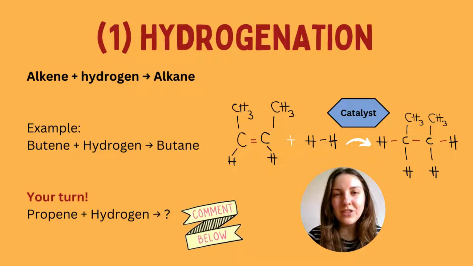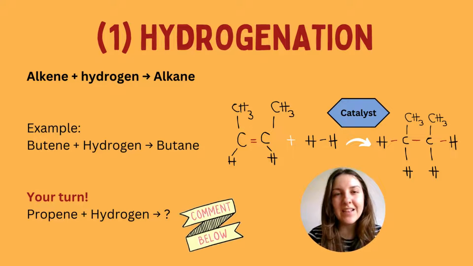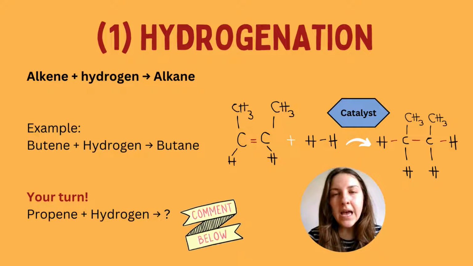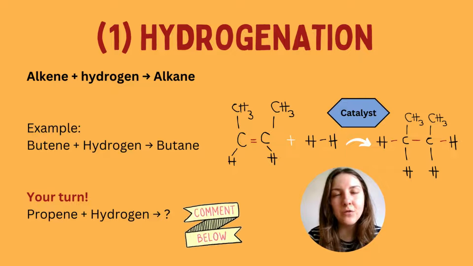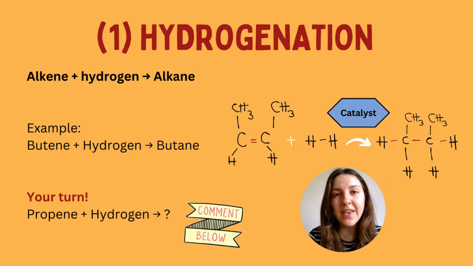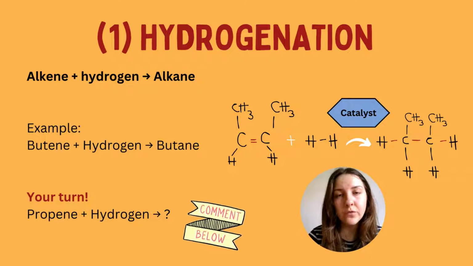Hydrogenation, as the word may suggest, contains hydrogen in it. Essentially what you're doing is combining alkenes with hydrogen, chemically reacting them together in the presence of a catalyst to form an alkane. And what's happening is that the double bond in the alkene breaks to form covalent single bonds with the hydrogen to form that alkane.